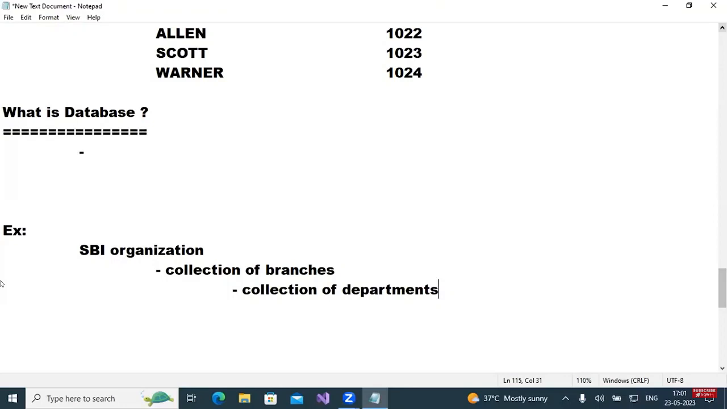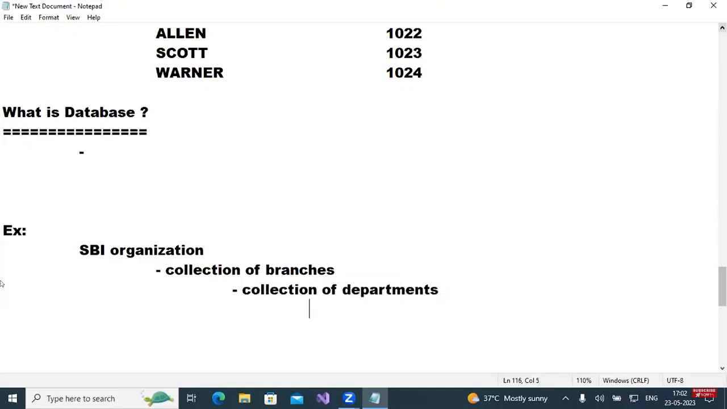In the clerk department some employees are working. Some people are working on the marketing side, some on loans. A manager is there, and under the manager, assistant managers are there, and under the assistant manager some more people. So all of these work together in a branch. That means all types of department people work together in one branch. Yes or no? That's why a branch is nothing but a group of departments.